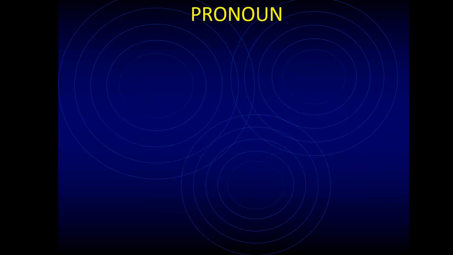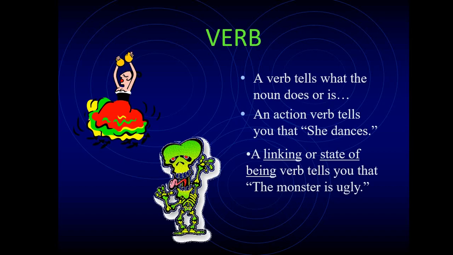There are different types of verbs. So we have action verbs. We have linking verbs. Now they are called linking verbs because they link.